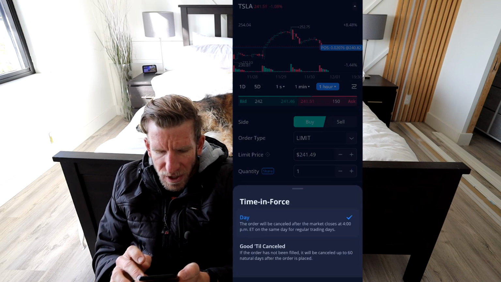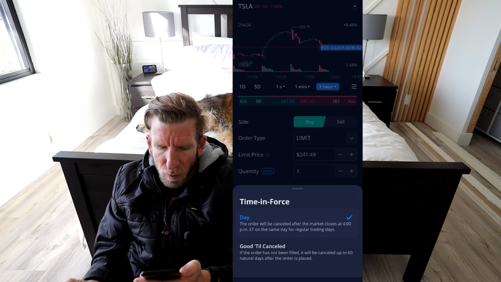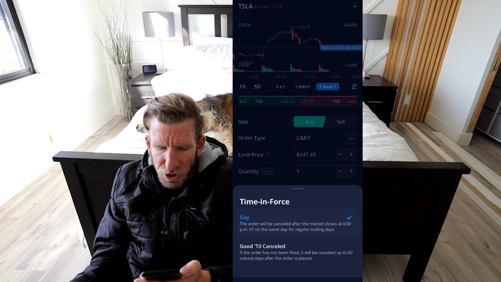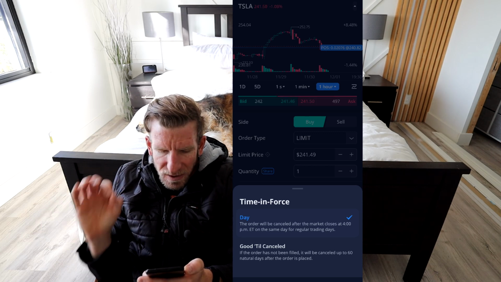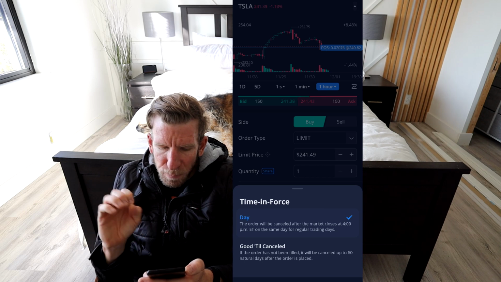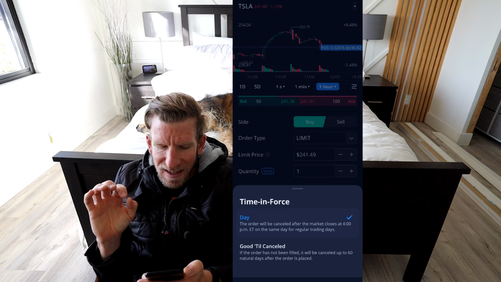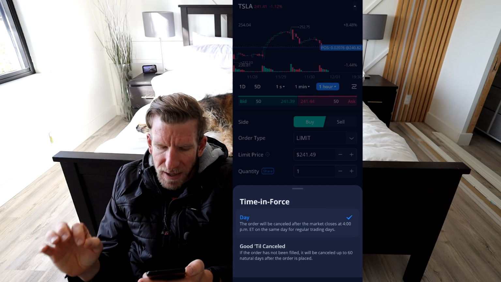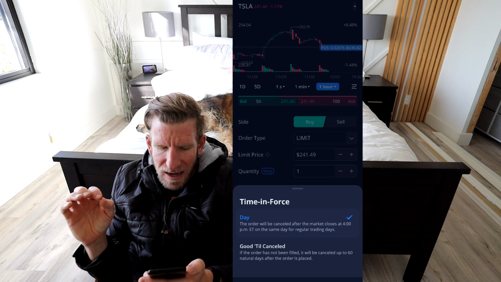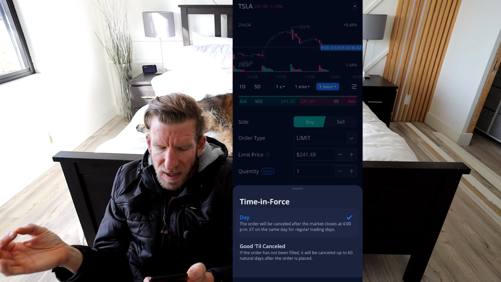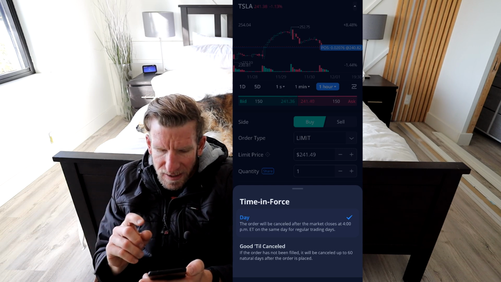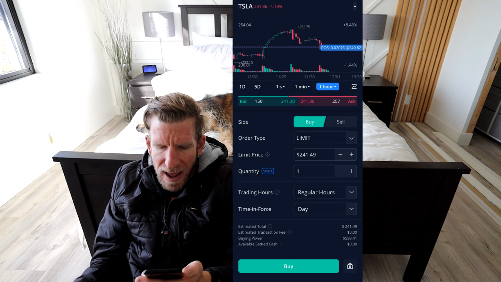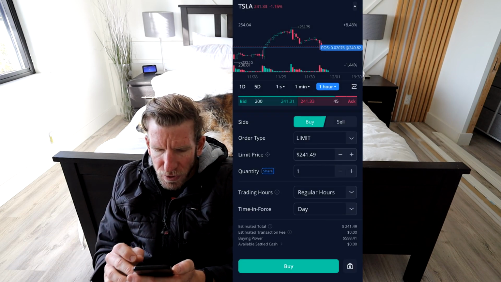And time in force. This you actually have day, so before the market closes at 4 p.m. Eastern time for regular trading days, or good till canceled, which means if you want to set it and forget it, but the fine print says it will be canceled up to 60 natural days after the order is placed. So if you might think there's a dip that's going to happen, you want to pick it up for $200, then do good till cancel. But I'm going to go ahead and hit day, just because I want this to push through ASAP.